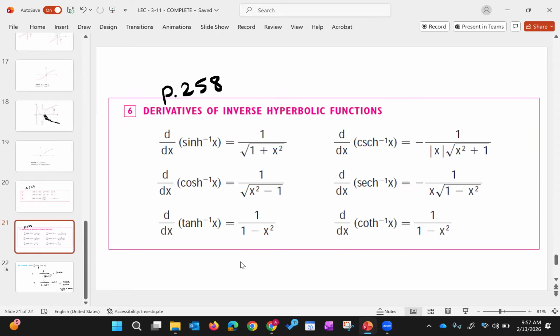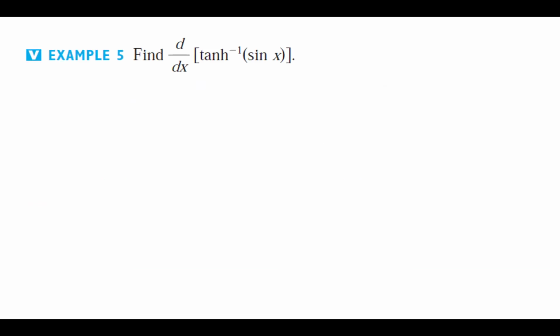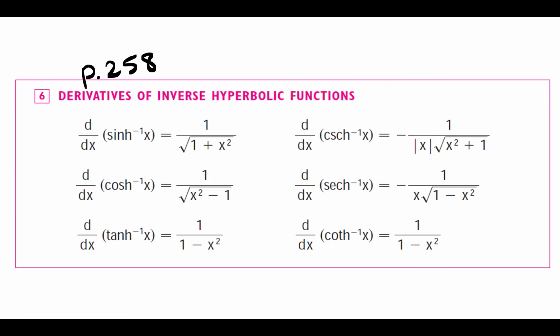Absolutely. So with 3 minutes left, can you guys give me the derivative of hyperbolic tangent inverse of sine of x? Whoa. No. So let's go with it. Here's our formula. The derivative of inverse hyperbolic tangent would be 1 over 1 minus, and we keep this the same for now. Is that right?